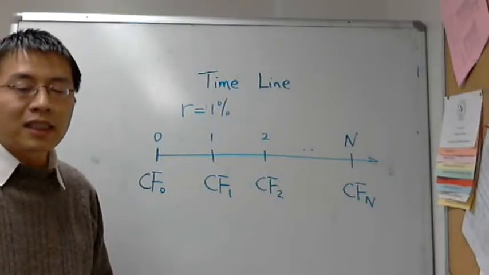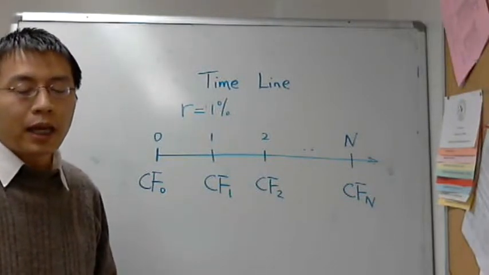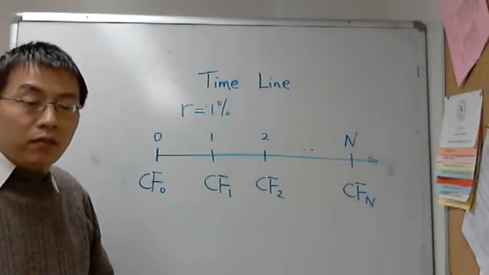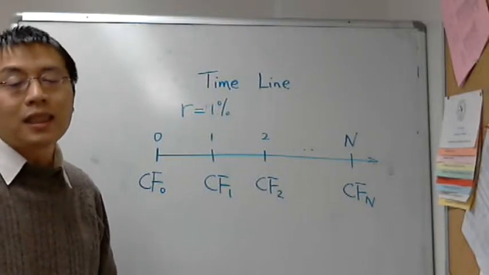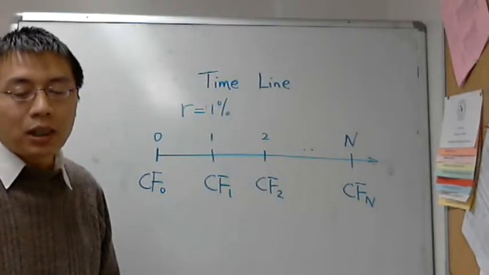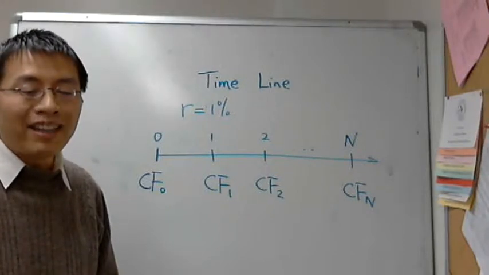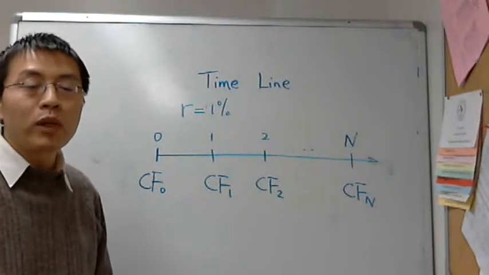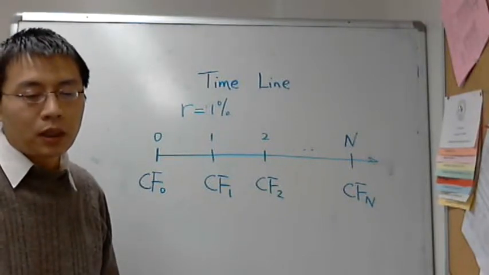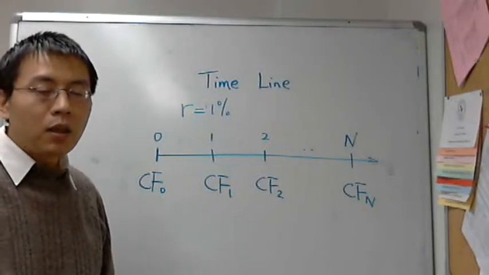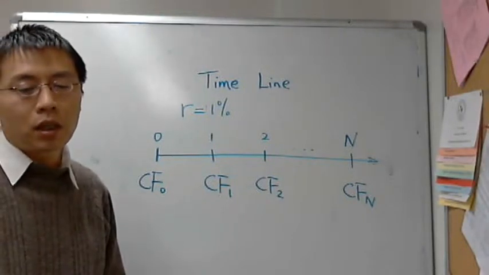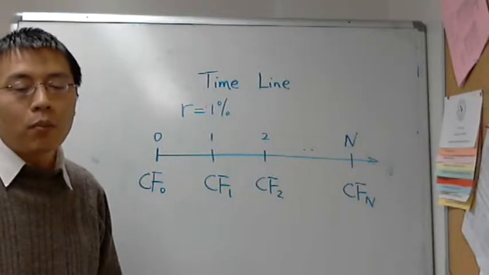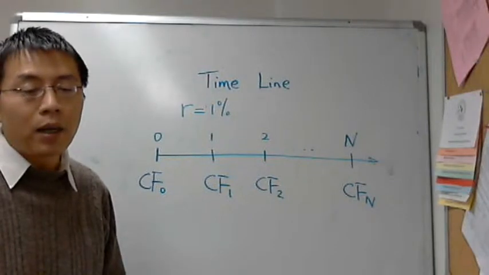If the investor is taking money out of his pocket and puts the money into the investment, in other words, the money is leaving the investor, this is a cash outflow. And the cash outflows are represented by negative numbers on the timeline. If the investor is receiving money from the investment, in other words, the money goes into the investor's pocket, this is a cash inflow. Cash inflows are represented by positive numbers on the timeline.